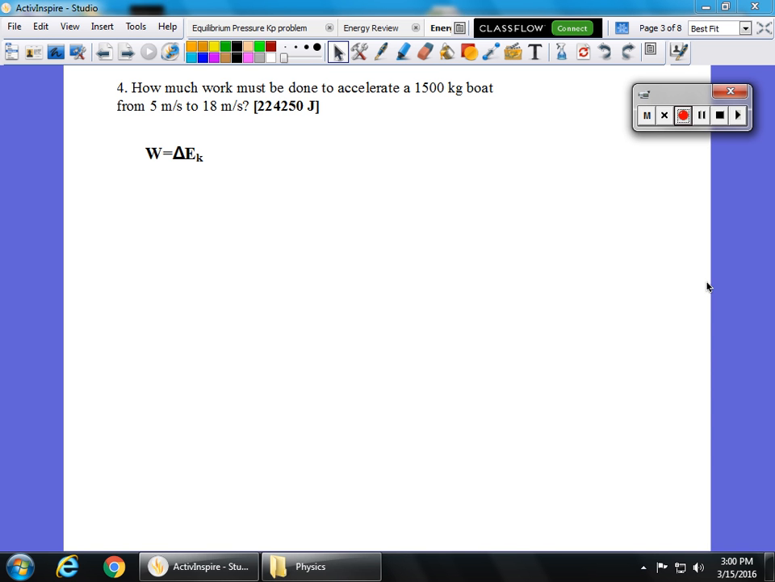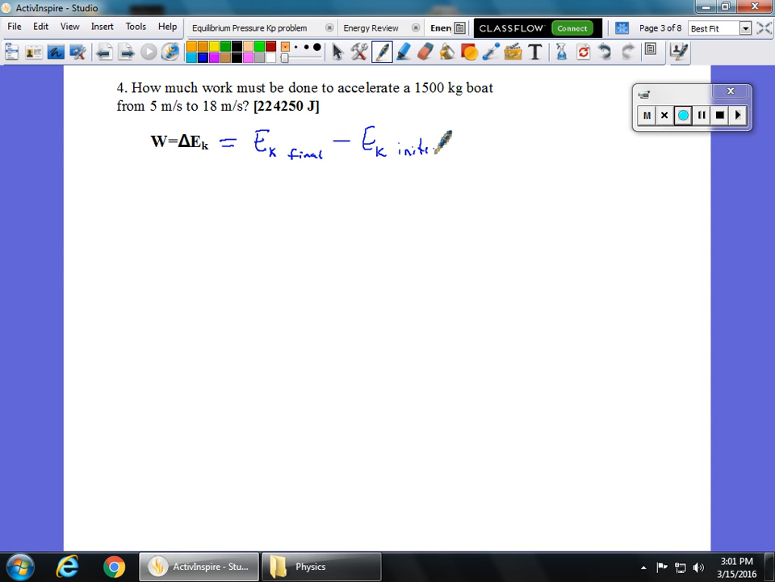These ones involve the work energy theorem, and I've already placed the work energy theorem equation here. It tells us that the work done on a system is equal to the change in that system's kinetic energy. And if we're going to calculate something's change in kinetic energy, we're going to get the kinetic energy final and subtract from that the kinetic energy initial. It's always final minus initial to find the change.